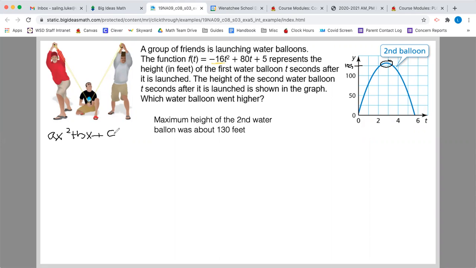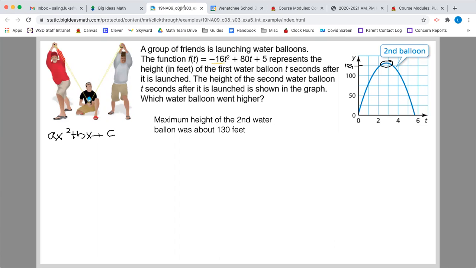If it opened up, it wouldn't make sense to talk about which water balloon went higher because one of them apparently slingshotted off into space, and as a result, will never get lower. So we need to find what the maximum value of our function is. And to do that, we first need to figure out what our vertex is.